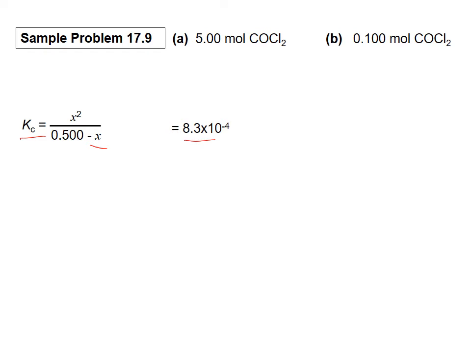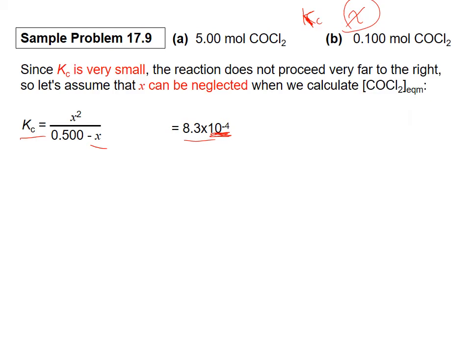Note that Kc, 10 to the minus 4, is a very small number. Kc is the equilibrium constant, which measures how far the reaction goes to the right, to the product. If the equilibrium constant is a small number, that means the reaction does not go significantly to the right. So the change x, which is how much reactant forms product, should be a small number. So if Kc is very small, the reaction does not proceed far to the right, then sometimes x can be neglected.